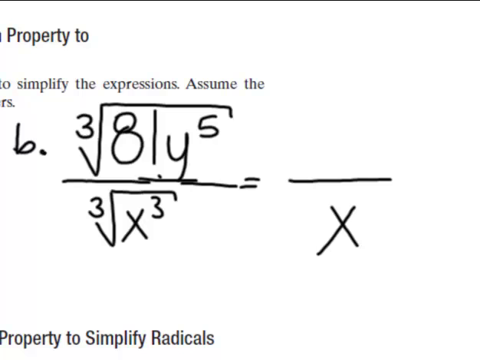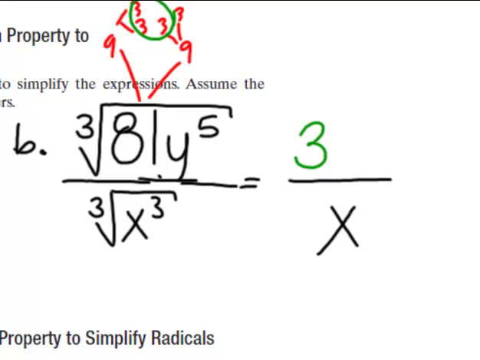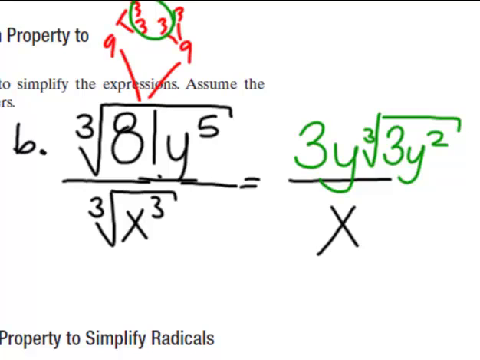81 is not a perfect cube, but we can break it up. 81 is really 9 times 9. Both of these 9s can be split into 2 3s. And remember, you need a group of 3 to leave the house because it's cubed. So we can make one group of 3 that we can take out, and then there's going to be 1 3 that's left over inside of the cube root. And then with our y's, we have 5 of them there, so I can make one group that can leave. And then there's going to be 2 y's stuck in the house.